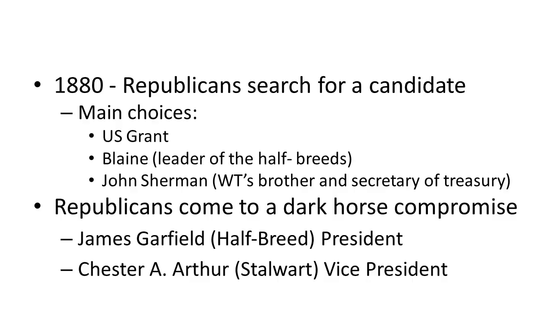And that's, again, what they're trying to say about this election, is that these candidates are completely unexpected. And what they do in this compromise is they put James Garfield, a Half-Breed, in as a nominee for president, whereas Chester A. Arthur, a Stalwart, is a nominee for vice president. So you're basically splitting it between the two factions as a compromise so they can get a unified position on the ticket.